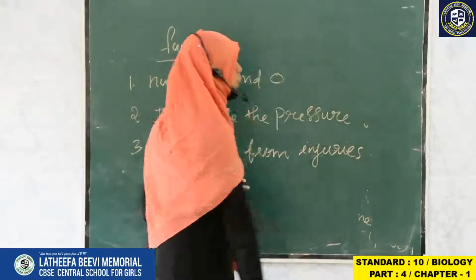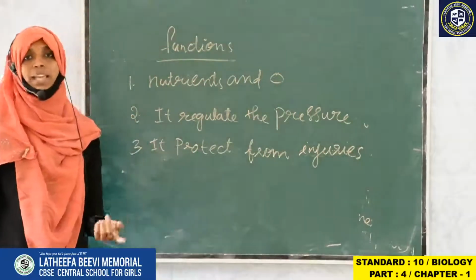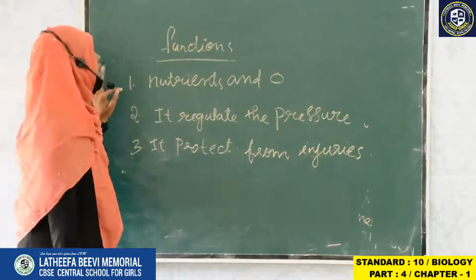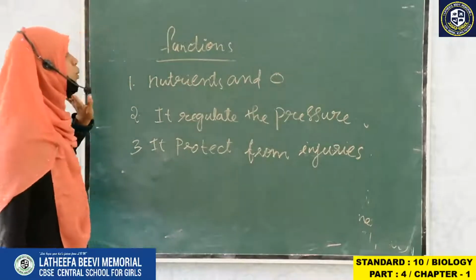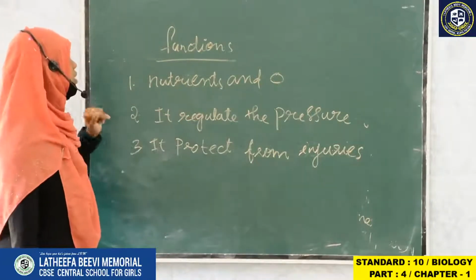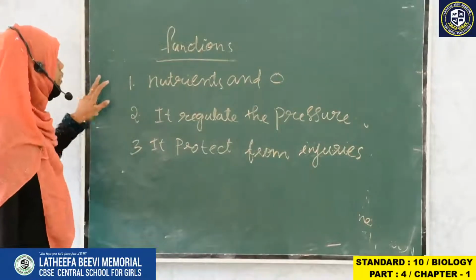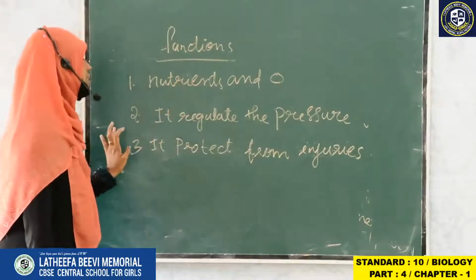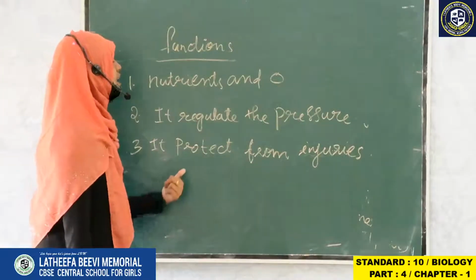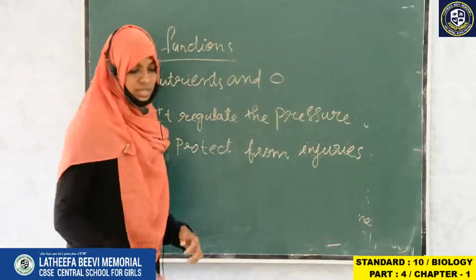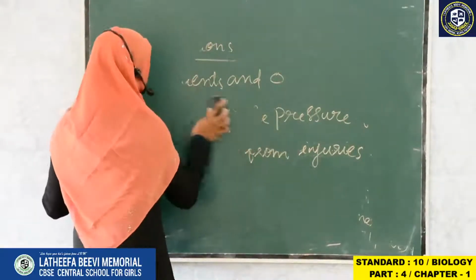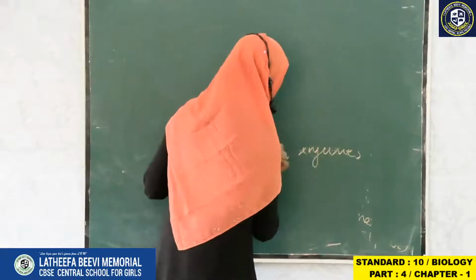So the brain is protected inside the skull and covered by a three-layered membrane called meninges, and there is a fluid called cerebrospinal fluid. What are its functions? It provides nutrients and oxygen, it regulates the pressure inside the brain, and it protects the brain from injuries.